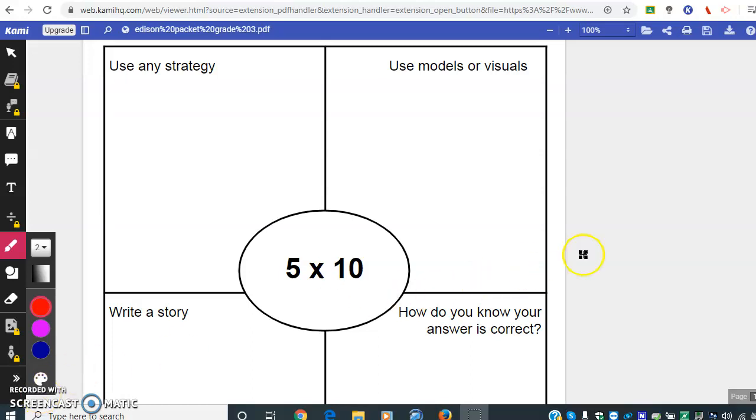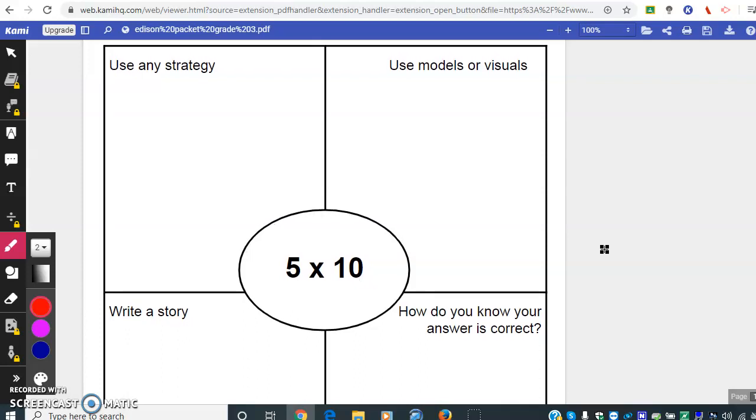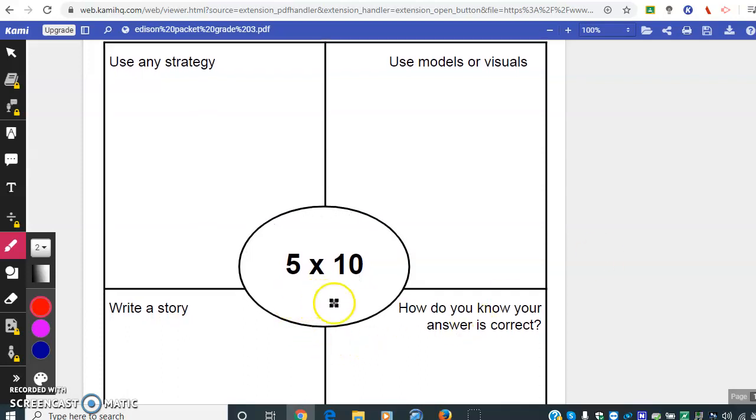All right, we are on to day 10 Math Fluency, or the Math Fluency part. And this is where we need to multiply 5 times 10 using any strategy, then do it using models or visuals, write a story, and then explain how we know our answer is correct. So I'm going to start 5 times 10 using any strategy. And the strategy I always like to start with is skip counting.